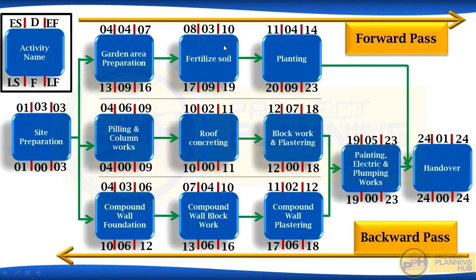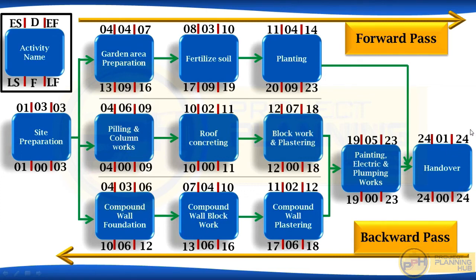Let's take an example, fertilized soil. For fertilized soil, the early start is 8 and the late start is 17. Suppose the month is February. So Feb 8 is the early start for fertilized soil and Feb 17 is the late start, which means we can start this activity on 8th Feb and complete it on 10th Feb. Instead of 8, we can delay this activity up to 17th without delaying the project finish.